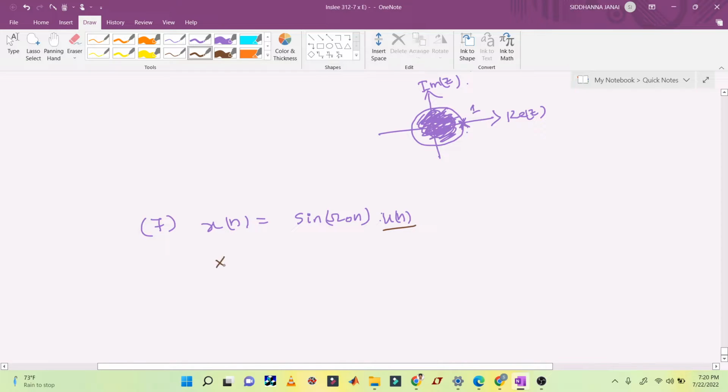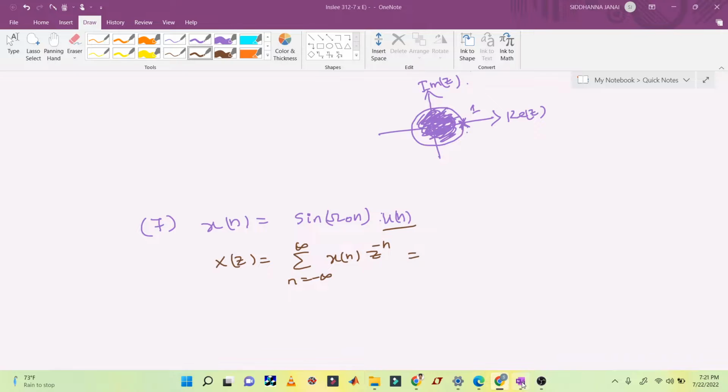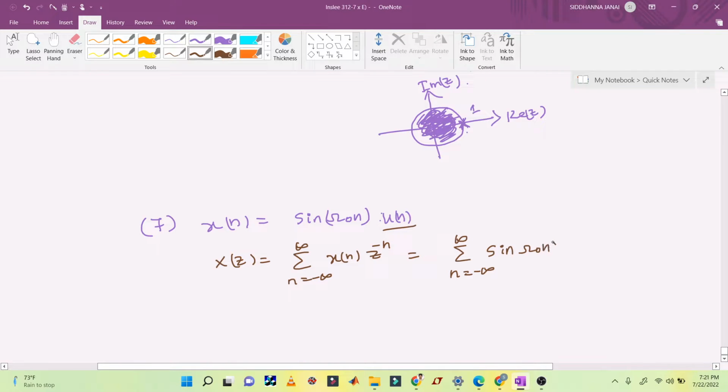X of z is equal to summation of x of n z power minus n. So now what is x of n? Sine omega naught n u of n. Here let me write n from minus infinity to plus infinity, sine omega naught n u of n z power minus n.